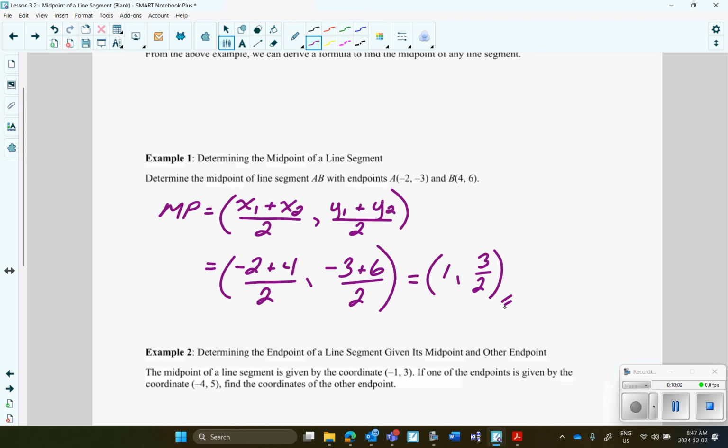With somebody else or two other people, see if you can figure out the second example before I do it. See if you can figure out the second example.